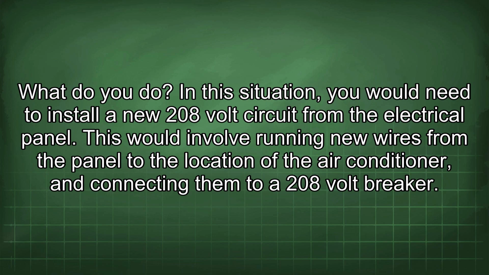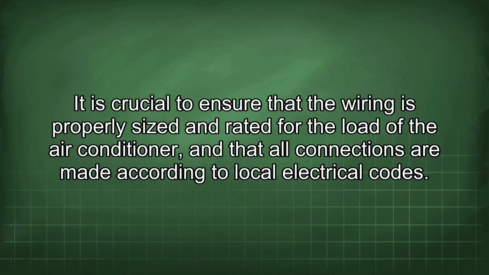In this situation, you would need to install a new 208-volt circuit from the electrical panel. This would involve running new wires from the panel to the location of the air conditioner and connecting them to a 208-volt breaker. It is crucial to ensure that the wiring is properly sized and rated for the load of the air conditioner, and that all connections are made according to local electrical codes.